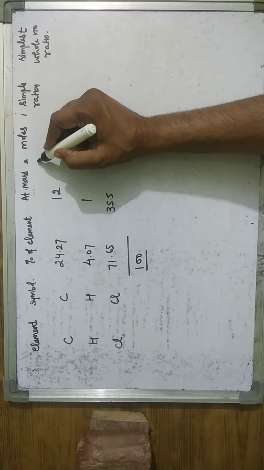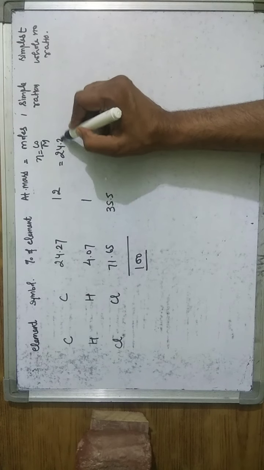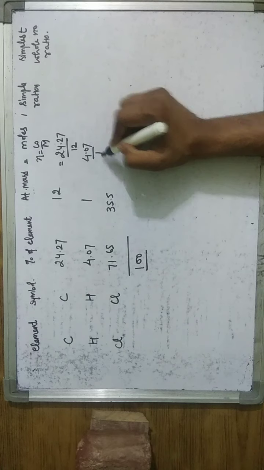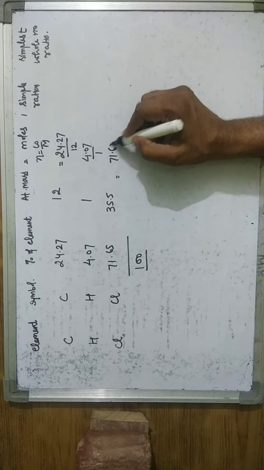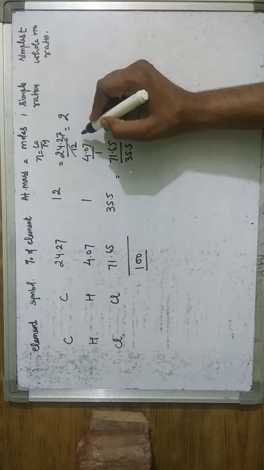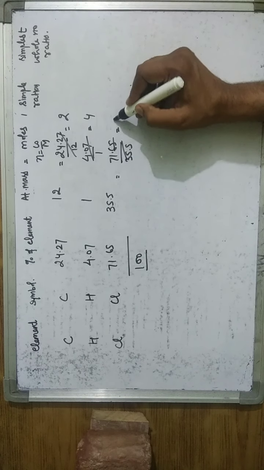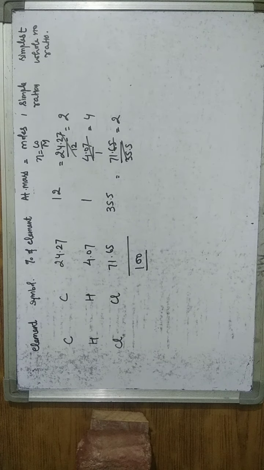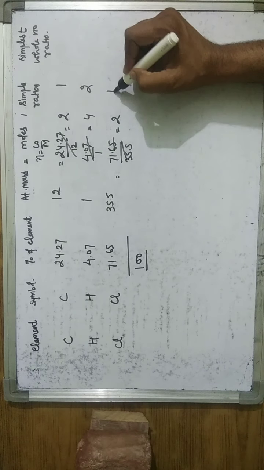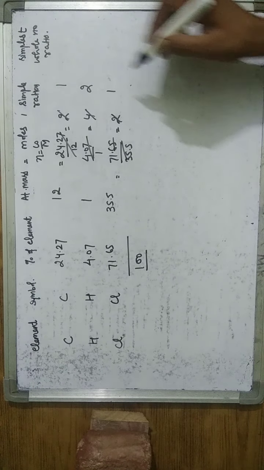First find the number of moles. How will you find the number of moles? n is equal to weight over molecular mass. Weight is 24.27 divided by 12, 4.07 divided by 1, now 71.65 divided by 35.5. Now this is 2 and this is 4 and this is again almost 2. Your simplest ratio is 1 : 2 : 1. This is the simplest ratio, and this is the whole number ratio.